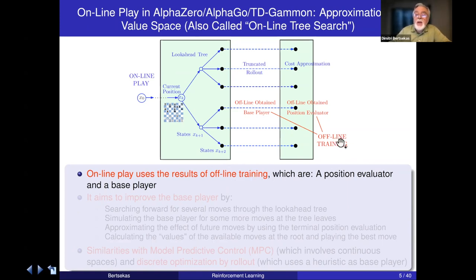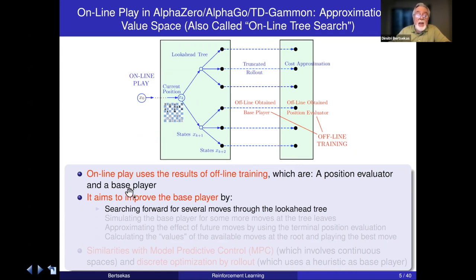And the offline training provides two components. One is a position evaluator, which provides a measure of quality of the state over here, or the position over here at the end of the search. It's a numerical function, which is obtained by some kind of training, neural network, or other. And there is also a base player, which is a software that generates moves or makes decisions at given positions. All of this is obtained offline.